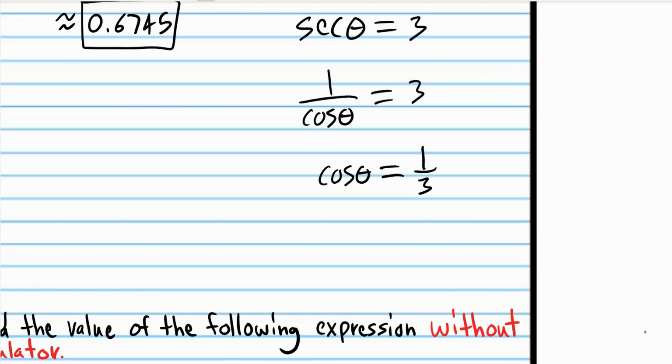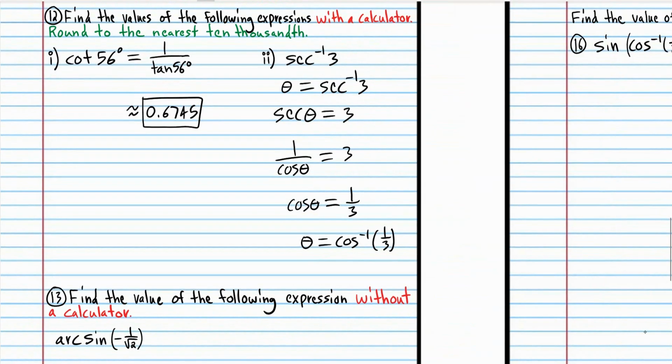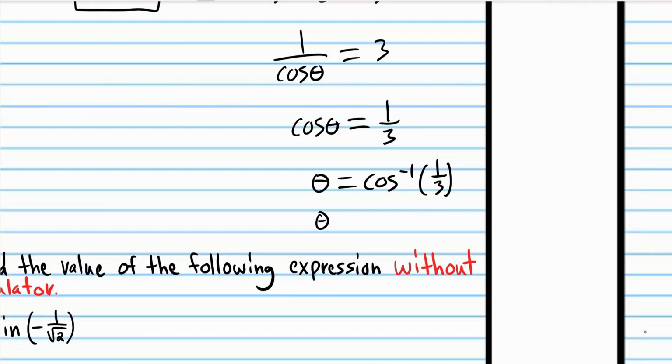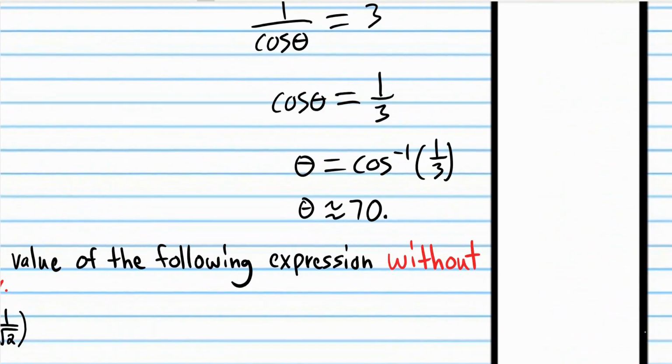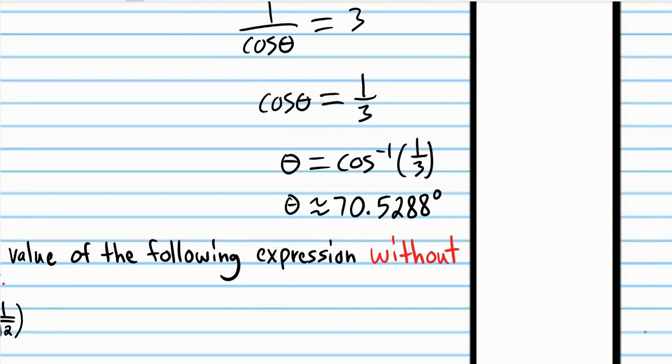So the benefit of this is now we can use our calculator because we do have a cosine inverse button. Although we did not have a secant inverse button, we have a cosine inverse button. So push the blue button at the upper left if you're using a TI-84, and then 1 divided by 3, and then enter. Now if your calculator is in degree mode, which it should be, then you should get 70. It says nearest 10,000, so 70.5288 degrees. And that is the answer.